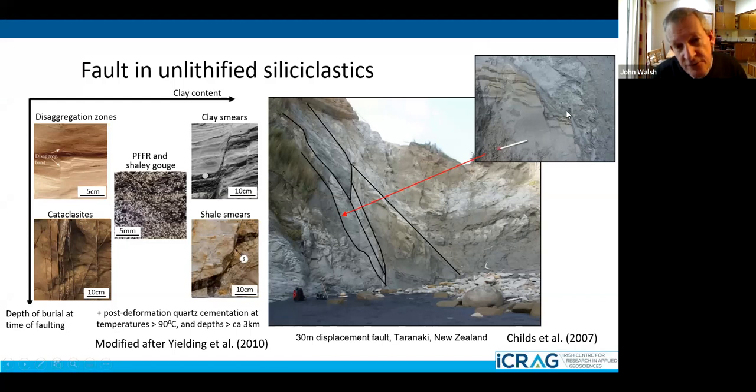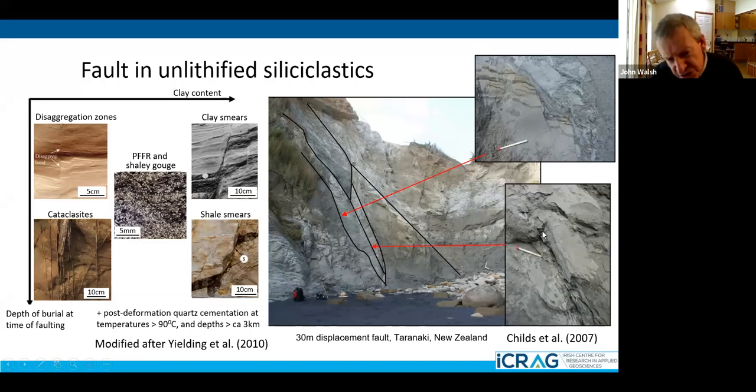See the smearing of the clays? Even these little minor Riedel shears have little smears on them. Gonna get a little bit closer. This is another one. See beautiful smears down here with Riedels cutting across it. I brought some sedimentologists to this, and these are lovely turbidite sands.